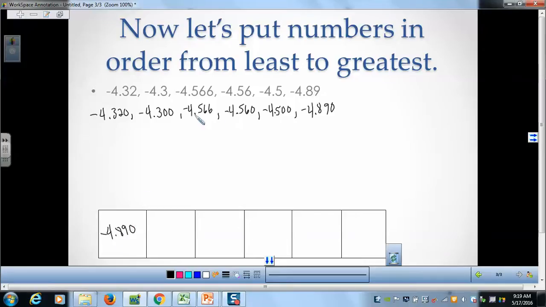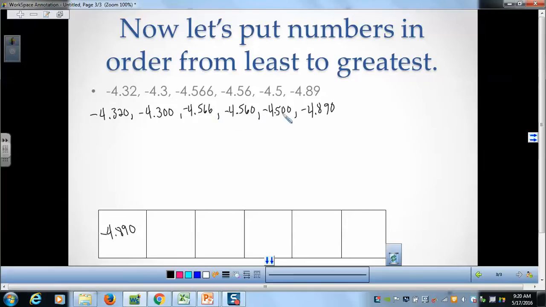Now, when I look at these 3 numbers, the first digit is the same. They all have negative 4. The second digit is the same. And then even the first decimal is the same. And then the second decimal is even the same for some of these. But now look at what we can do. This is negative 4 and then 566 thousandths. And then 560 thousandths.